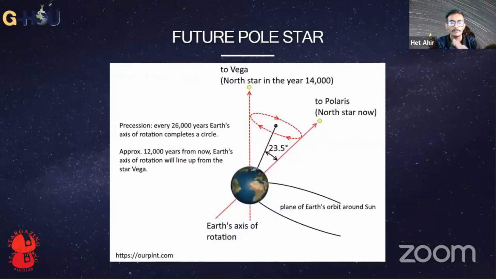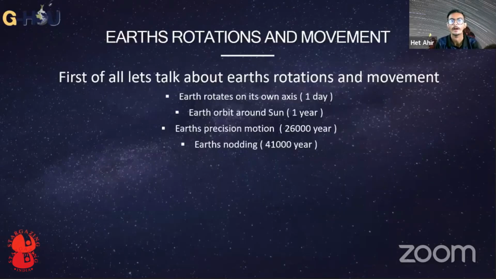For that, we have this example: currently we have Polaris as our pole star, but in the future Vega will be our next pole star, in 14,000 years. So why is this phenomenon happening? The reason behind this phenomenon is the Earth's rotation and movement.